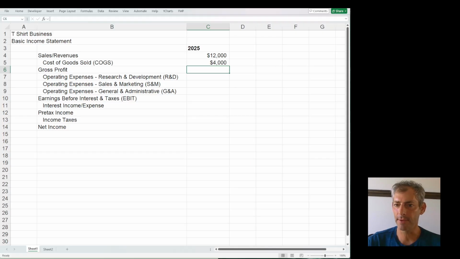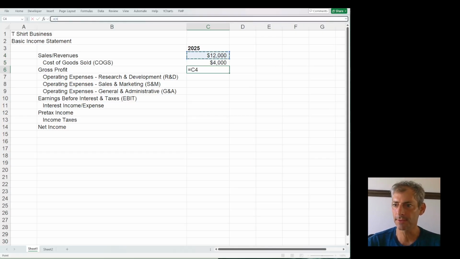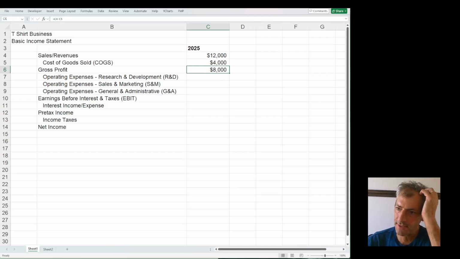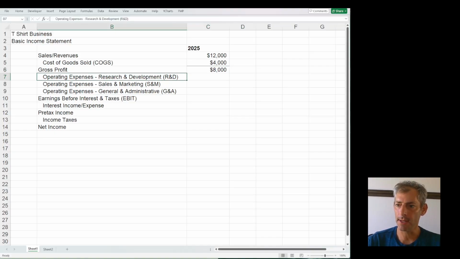All right. Now, what's the gross profit going to be? That's the difference between these two. So I'm going to say equals this number minus this one. So in this case, that's $8,000. I'm going to use a shortcut here to format it to make a line above it so it's easy. So $8,000 is the total gross profit on these sales.